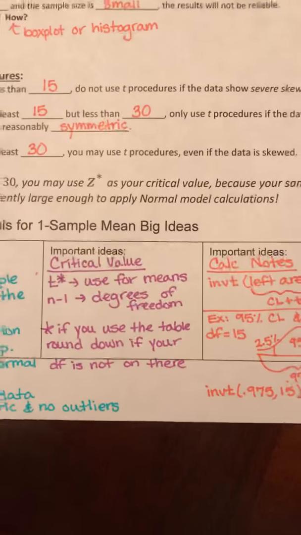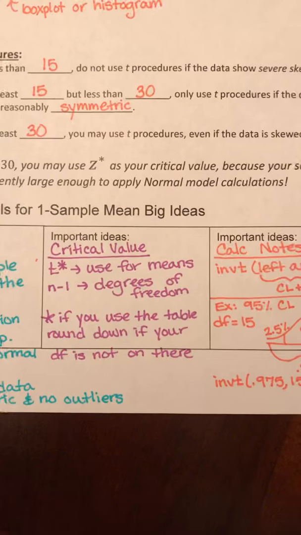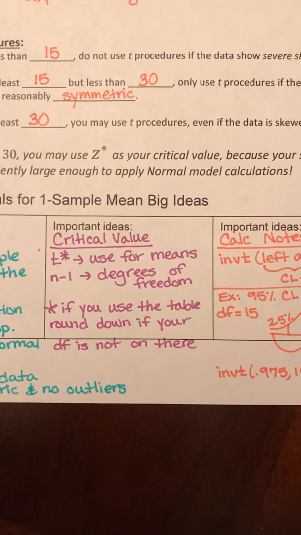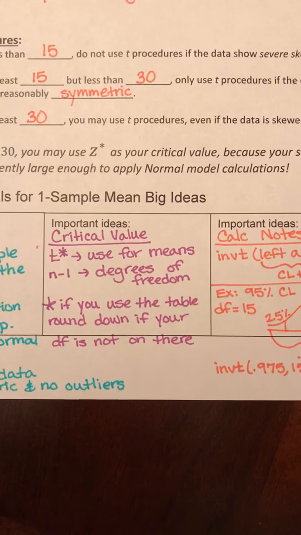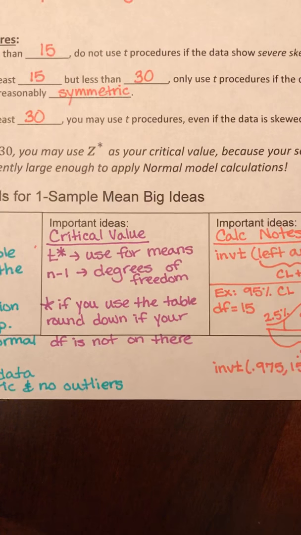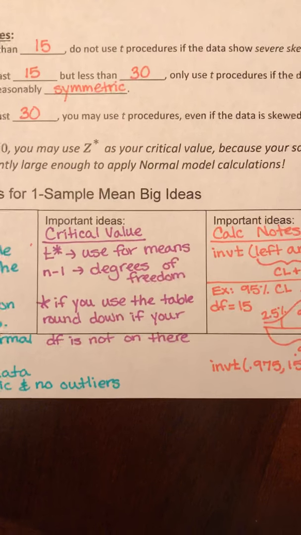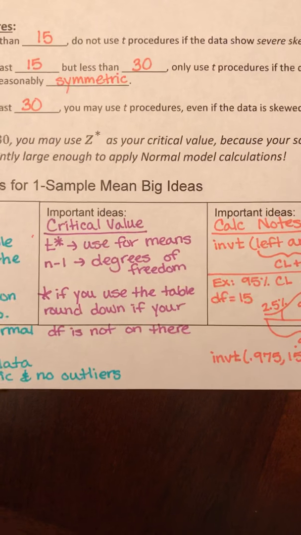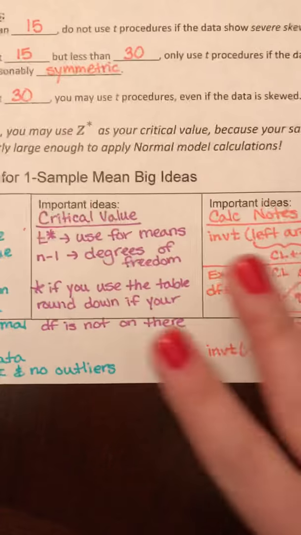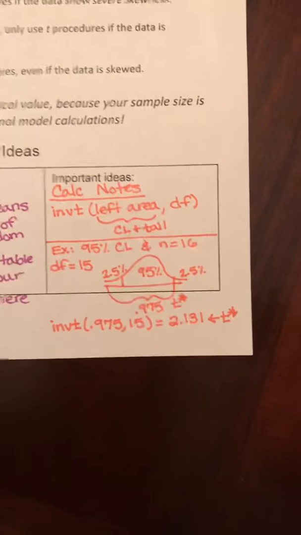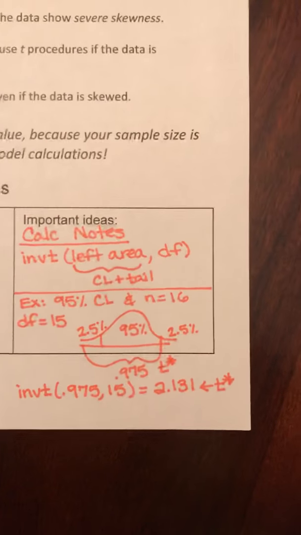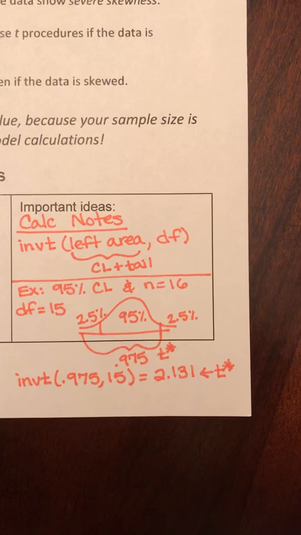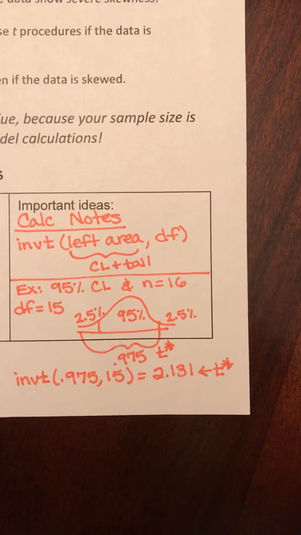The critical values: T star is the critical value we use for means. Remember, your degrees of freedom is n-1. If you use the table, and this is the same table we were using last class, and your degrees of freedom is not in that left-hand column, just round down to the next one. Always round down, not up. All right, in your calculator, we used invNorm to get Z stars. Right under invNorm is invT.